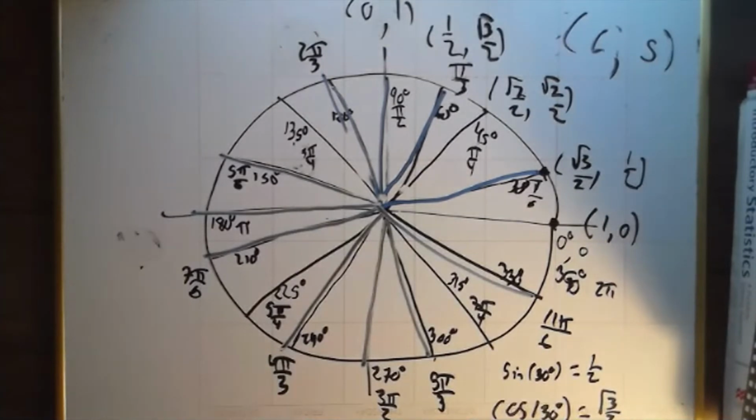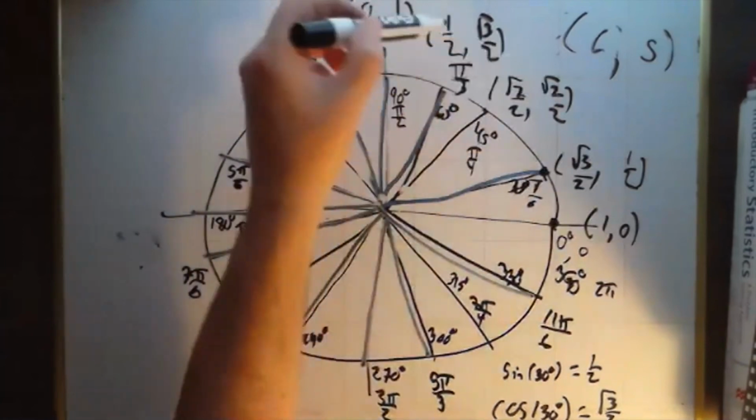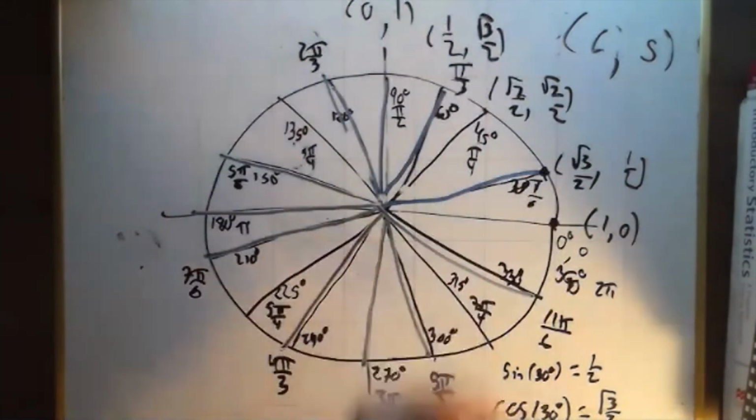That's the information we're getting out of this. If I wanted tangent, tangent would be sine over cosine. So I could extract tangent if I wanted it. Now notice, again, notice the pattern. The sine goes up, the cosine goes down.